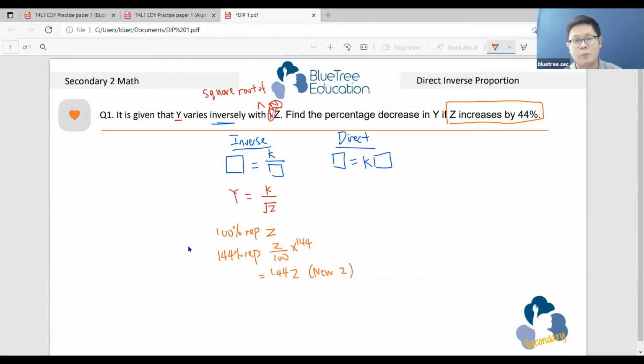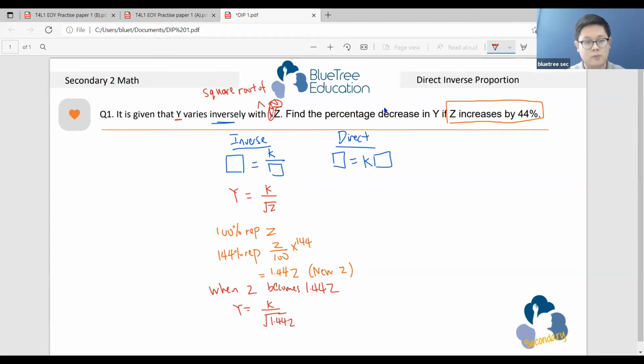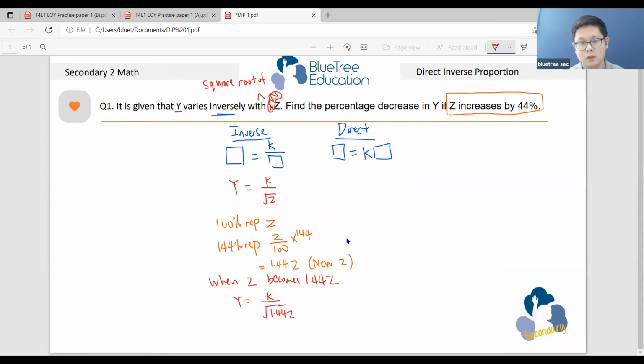And we want to find out what happens to y when this z becomes 1.44z. So the next thing we're going to do is to substitute in this new z inside. So when z becomes 1.44z, then you're going to have y equals k divided by the square root of 1.44z. Don't forget the square root. Because you are just replacing z with the new value here, all of the number as well as z is under the square root, right?